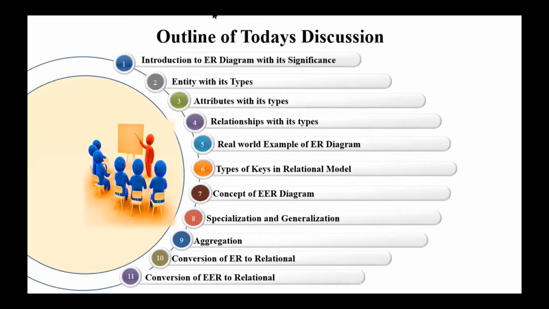Then we will see what the different types of keys in the relational model are. Then we will proceed ahead to the second model, that is the extended ER model. In this model, there is a concept of specialization, generalization, and aggregation. And finally, we will see how to convert the ER and EER model to the relational model. So this is the outline of today's discussion.